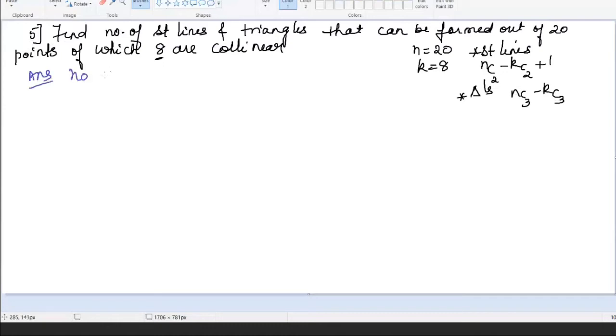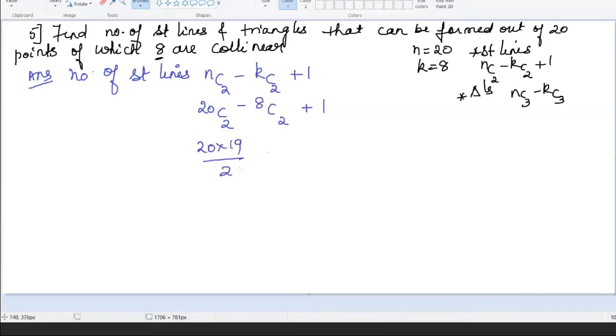Number of straight lines. Write the formula nC2 minus kC2 plus 1. Substitute, please. So you're getting 20C2 minus 8C2 plus 1. So here you're getting 20 into 19 by 2 minus 8 into 7 by 2 and plus 1. So here you're getting 10, here you're getting 4. So it is 190 minus 28 plus 1. So together you're getting 163. This is about the straight lines.